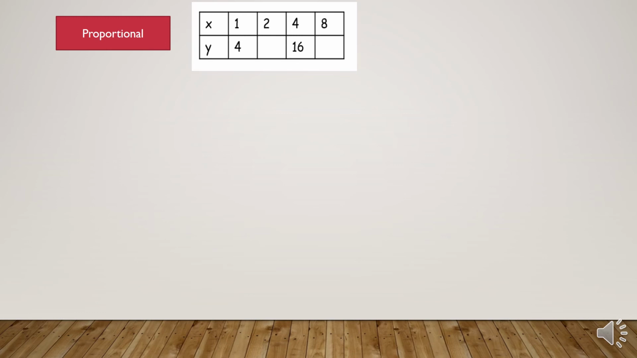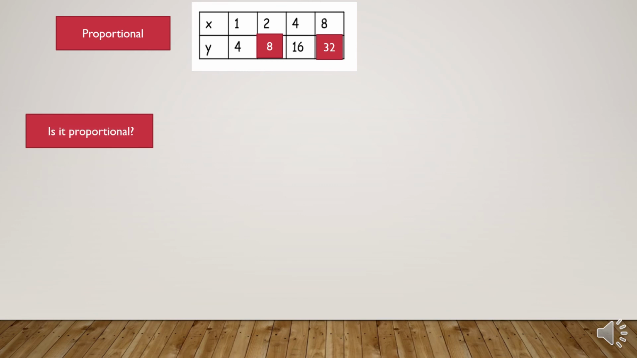In this table, the relation between x and y is proportional. So 1 became 2. 1 times 2 is 2. So you have to multiply: 4 times 2 is 8. 1 times 4 is 4, so 4 times 4 is 16. 1 times 8 is 8, so 4 times 8 is 32.